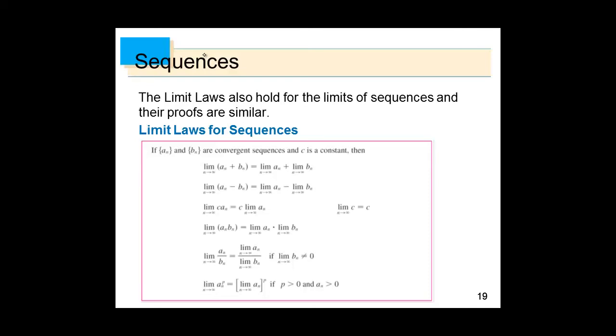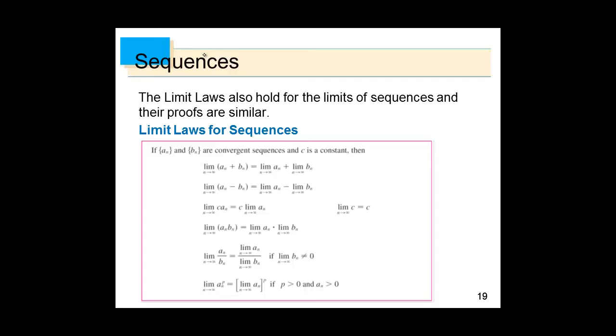Suppose I have a sequence a_n, and then I am multiplying every term by a constant C. Is that making sense? Every term is multiplied by C. Then the limit of this multiple of a_n is the same as C times the limit of a_n. That means you're sort of pulling out the constant.